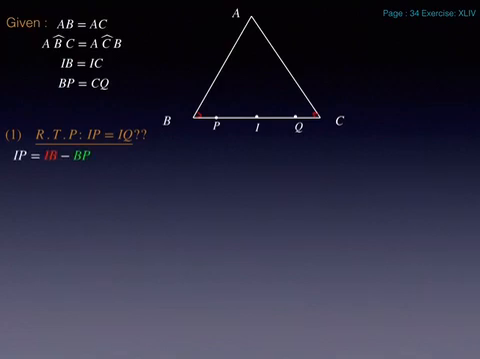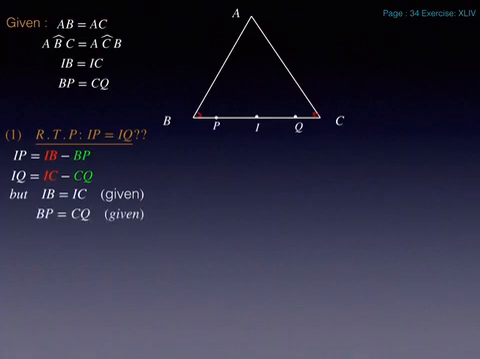So first of all, we write the side IP equals IB minus BP. Similarly, we can say that IQ is equal to IC minus CQ. But we have that the two sides IB and IC are equal. Also, BP and CQ are equal, given. So by comparison, we can say that the two sides IP and IQ are equal. That is, I is the midpoint of the segment PQ.